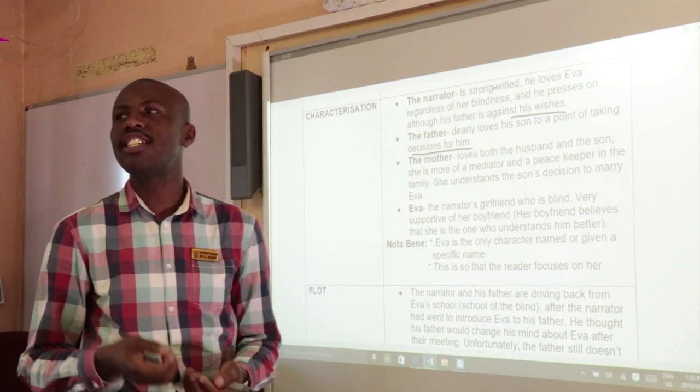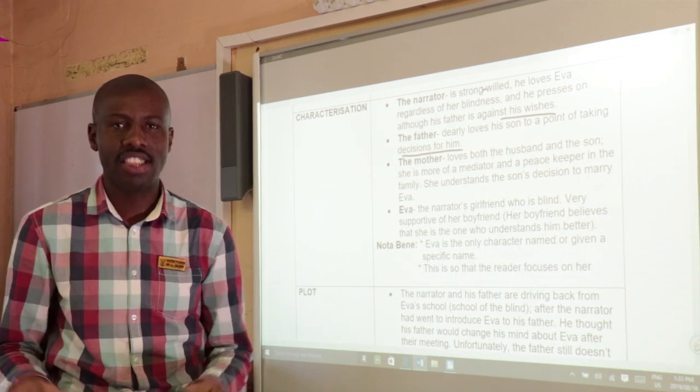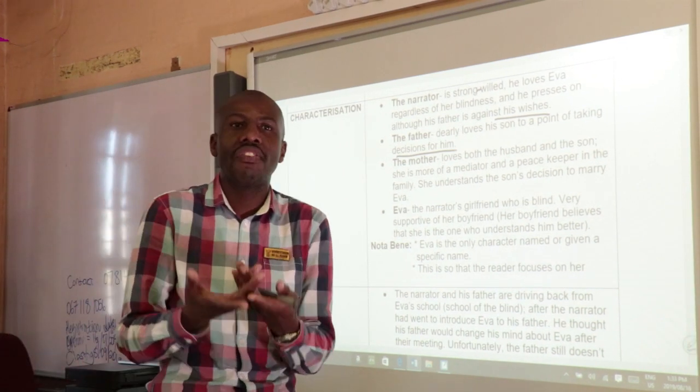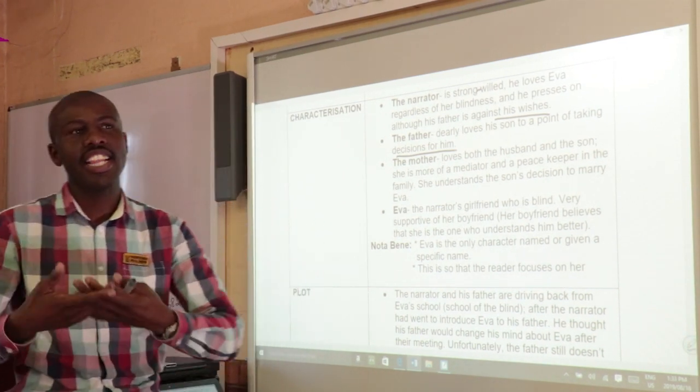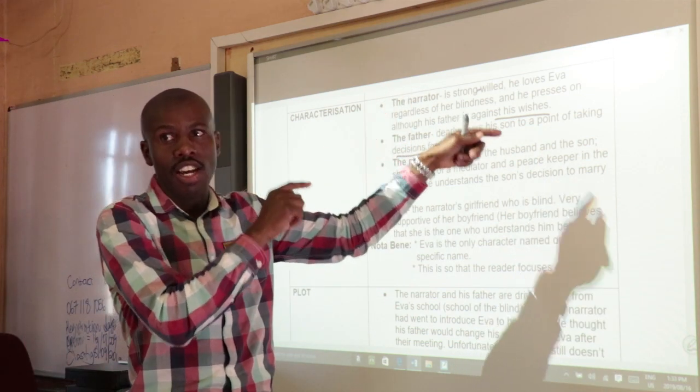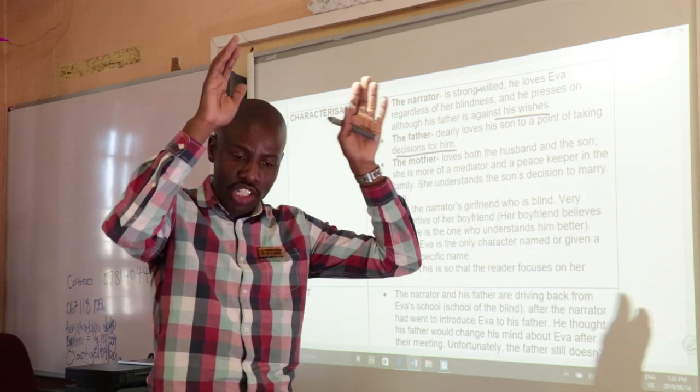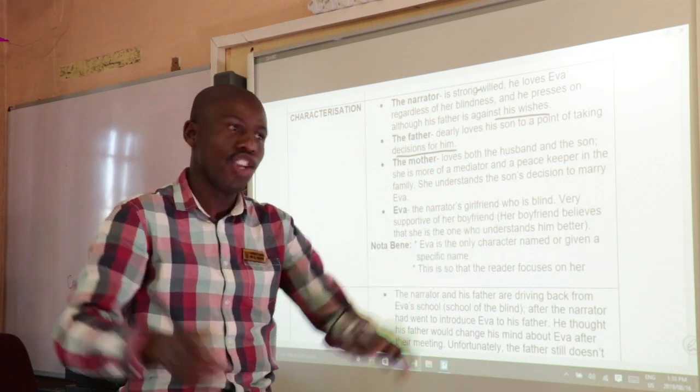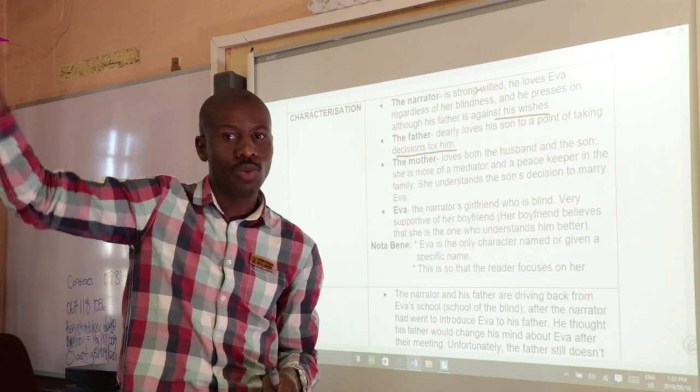But we know it is all in good faith. The father did that in good faith. He really thought he was doing the right thing. At first, the son wanted to go and study music. But the father was against it, saying, no child of mine is going to do music. You go and work at the bank, and that is where he's working.